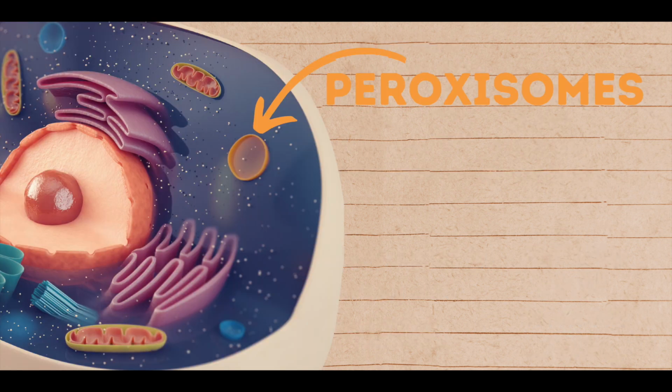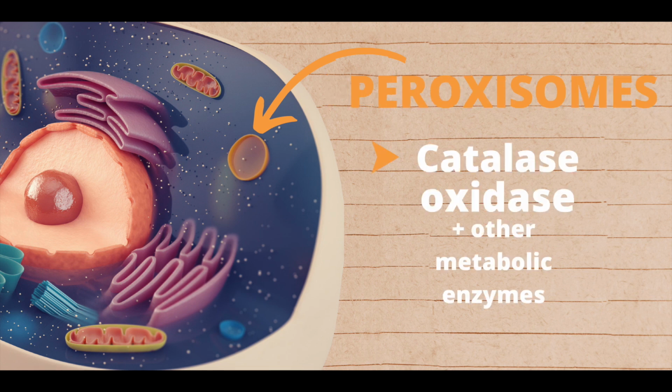Next, we have the peroxisomes. Peroxisomes help defend us from free radicals. It does this because it has enzymes, and some of the most important enzymes that it has are catalase and oxidase. These metabolic enzymes help convert or break down these free radicals and turn them into not so dangerous molecules. So, in this process of breaking down these free radicals, peroxisomes excrete hydrogen peroxide, so hence the name peroxisome.